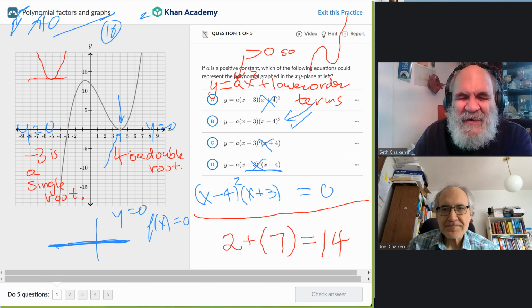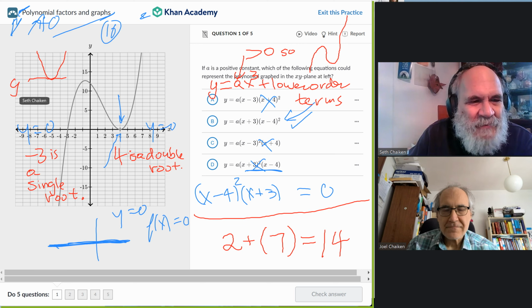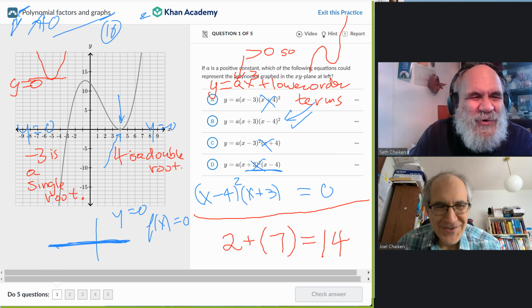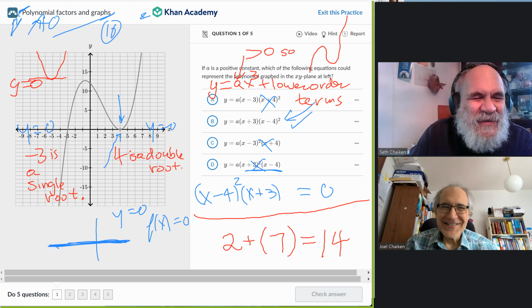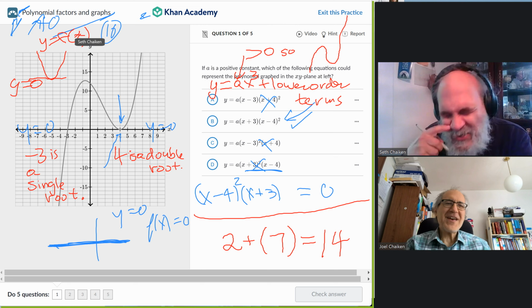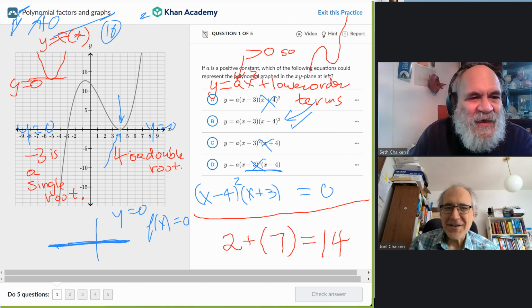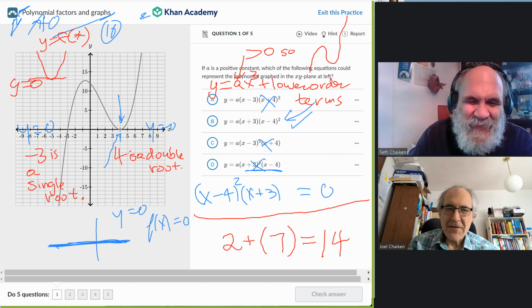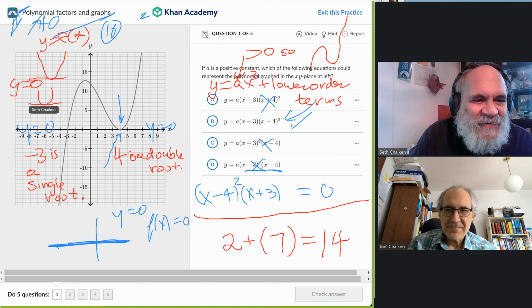Okay. So if it's a double root, that means geometrically, it bounces off the line y = 0 like this. So if it's double, it looks like this. The converse, if it looks like this.